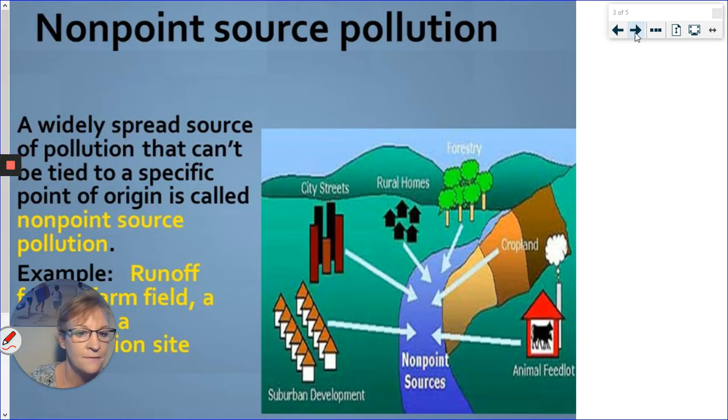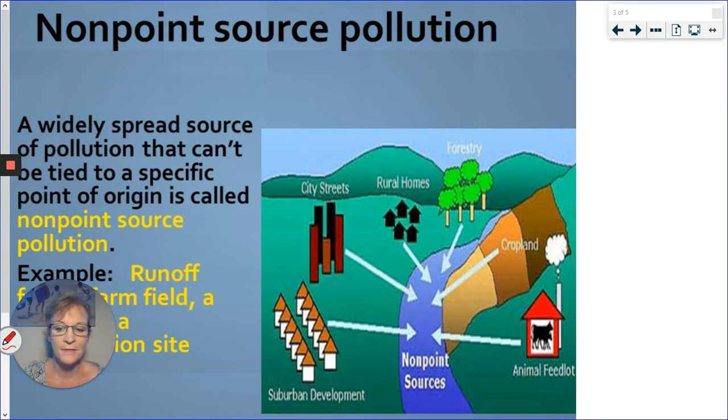Just to read the definition, it says a widely spread source of pollution that can't be tied to a specific point of origin is called non-point source. So you cannot point your finger directly at where it's coming from. You'd be going, it's there. It's coming from everywhere.